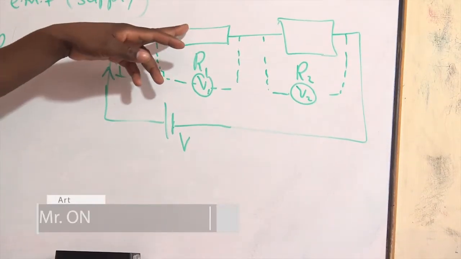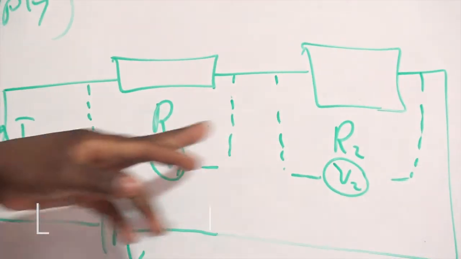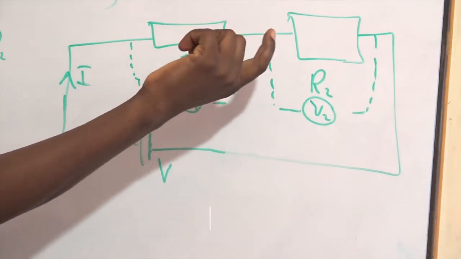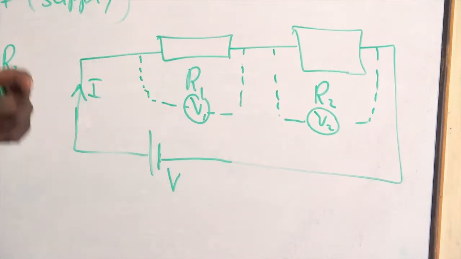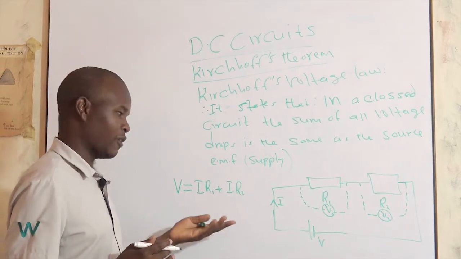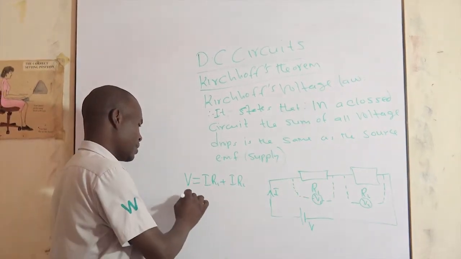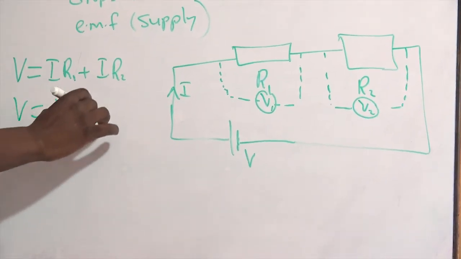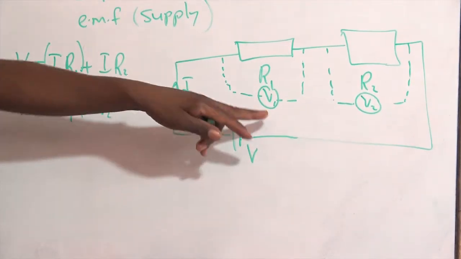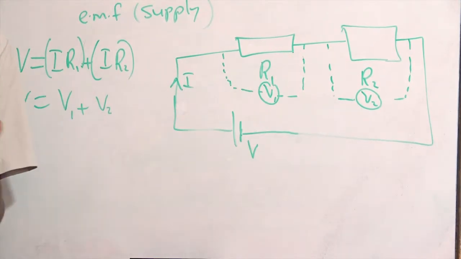The current times the resistor gives you a voltage drop in this resistor. And the current I times this gives you a voltage drop in this. If you take the sum of the voltage drops in these two resistors, you will find that the total voltage is equivalent to the supply source. So this is the same as saying that V equals V1 plus V2, because this gives you V1 of voltmeter V1, and this gives you V2 of voltmeter V2.